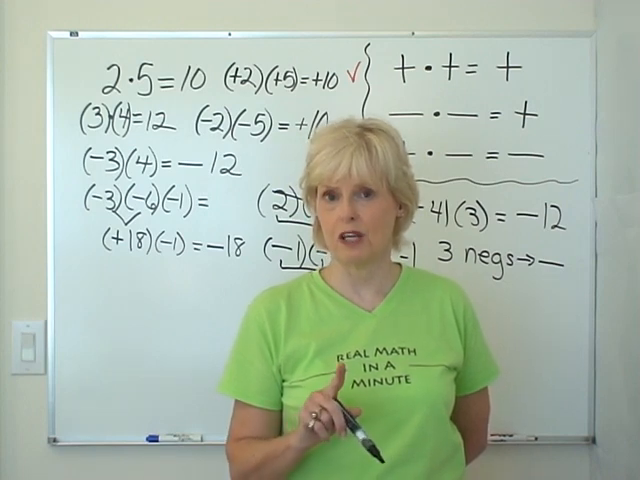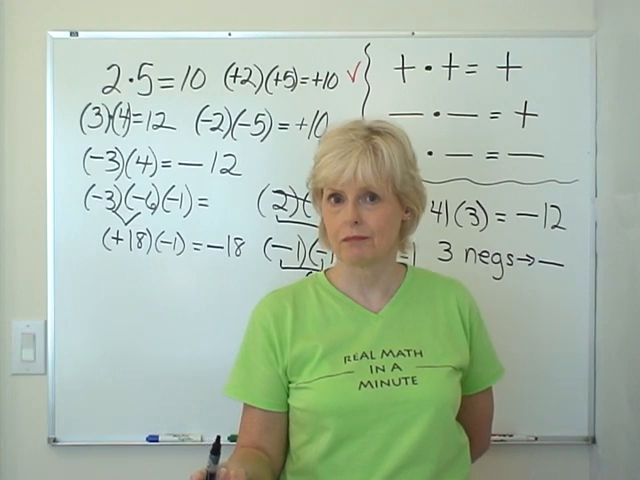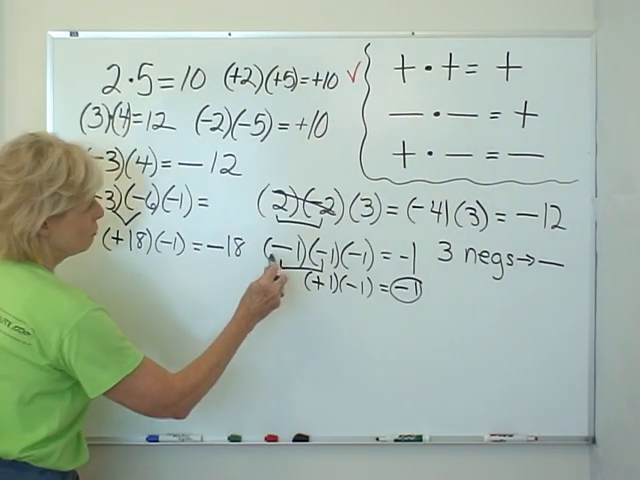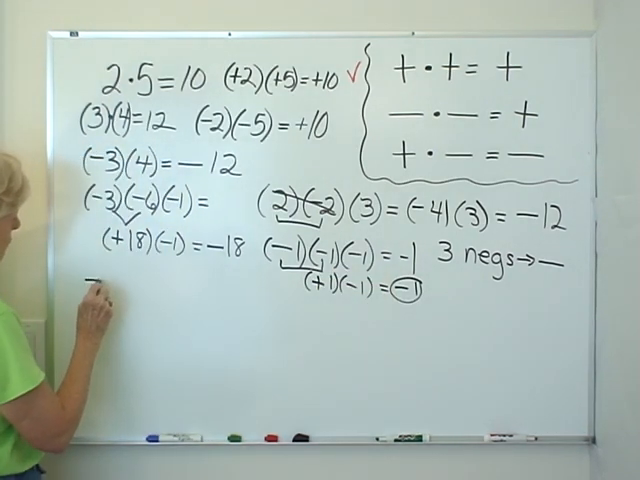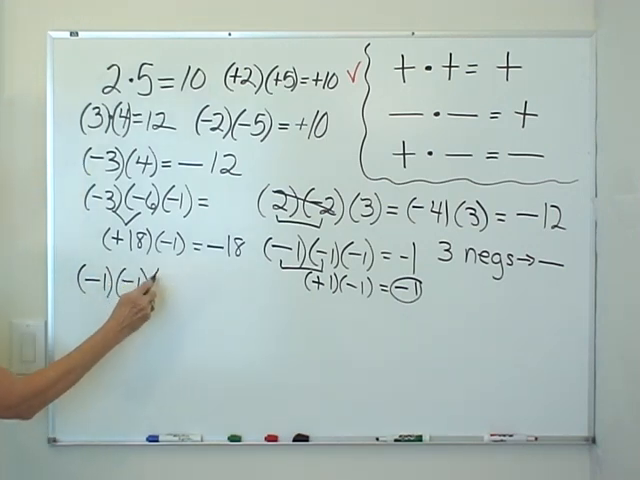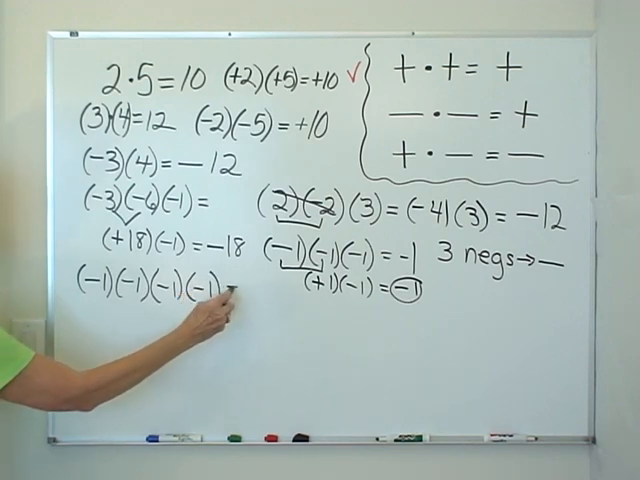Negative times a negative is a positive. You finish it this time. Negative times a negative is a positive, right? Okay, now let's do 4 negative 1s. Let's do negative 1 times negative 1 times negative 1 times negative 1. I've got 4 of them.